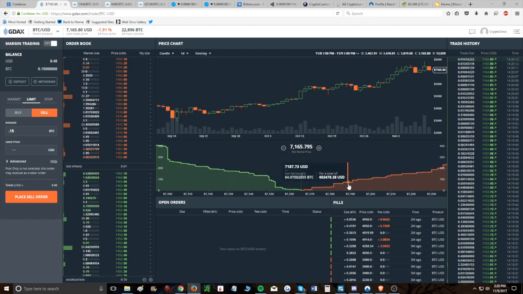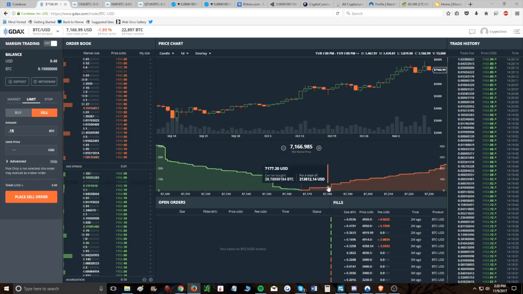Same thing with the sellers. I like to place my sell orders right before these other big sell orders, just so that I am more likely to get filled. It's just a strategy I have.